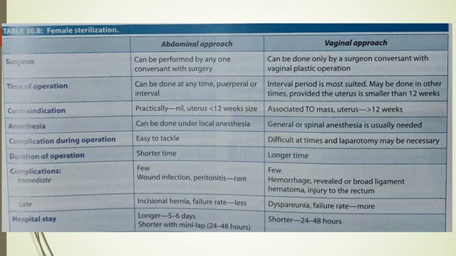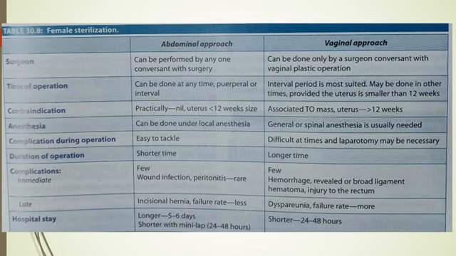Contraindications: for the abdominal approach practically nil. For the vaginal approach, the contraindication is if there is an associated tubo-ovarian mass or the uterus is more than 12 weeks size; then the vaginal approach should not be employed. Anesthesia in the abdominal approach can be local anesthesia, and depending upon the anesthetist, it can be spinal anesthesia also. In the vaginal approach, general or spinal anesthesia is usually needed. Complications during surgery are easy to tackle in the abdominal approach, and at times difficult in the vaginal approach, where laparotomy may be necessary if some structure slips from your instruments.